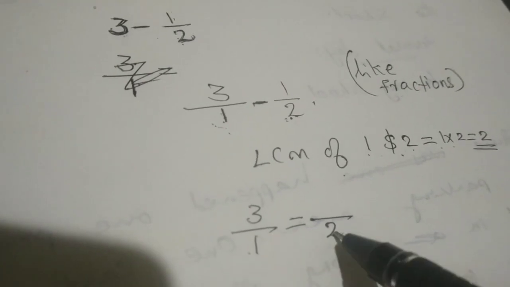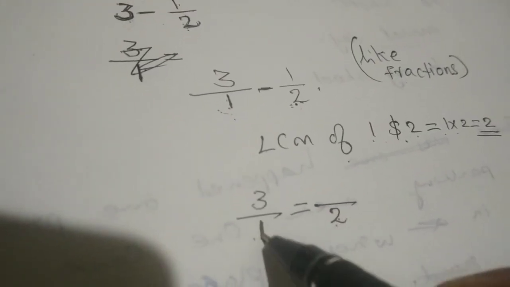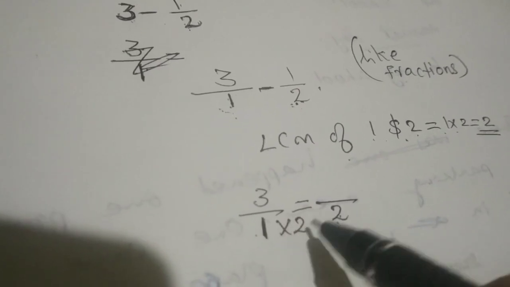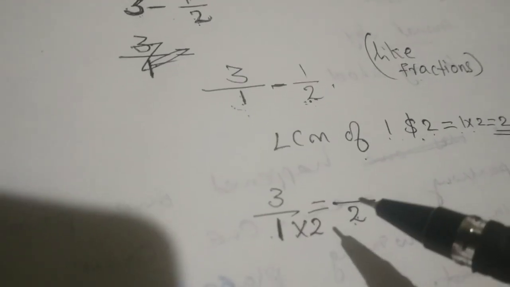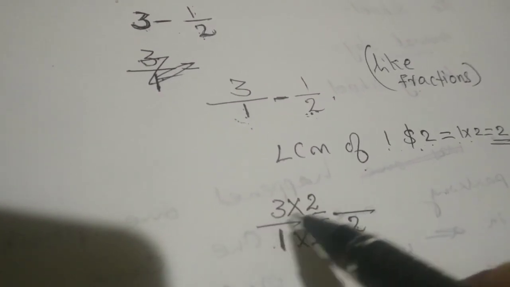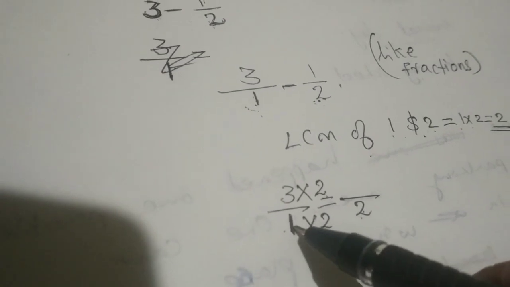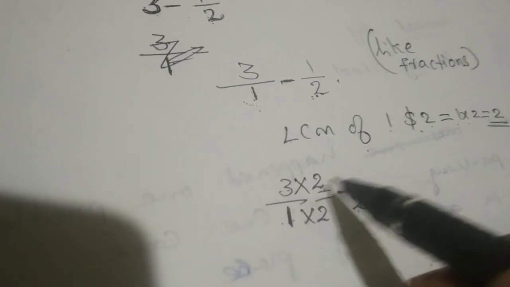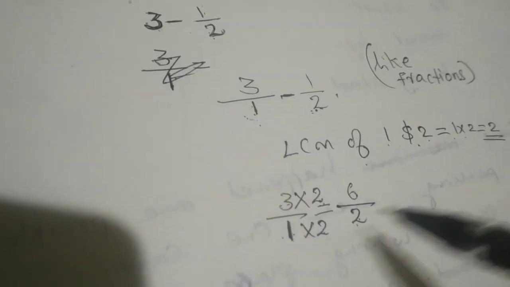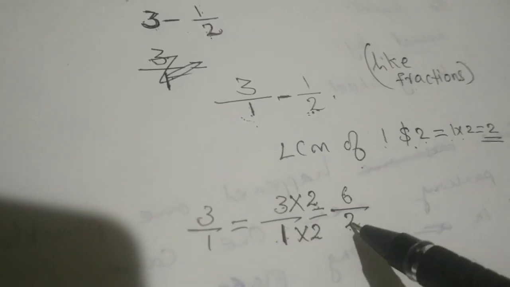How can we get this 2? Here we have to multiply 1 with 2. So with 2 we have to multiply the numerator also. 1 2 is 2, 3 2s are 6. So we can say 3 upon 1 is equal to 6 upon 2.